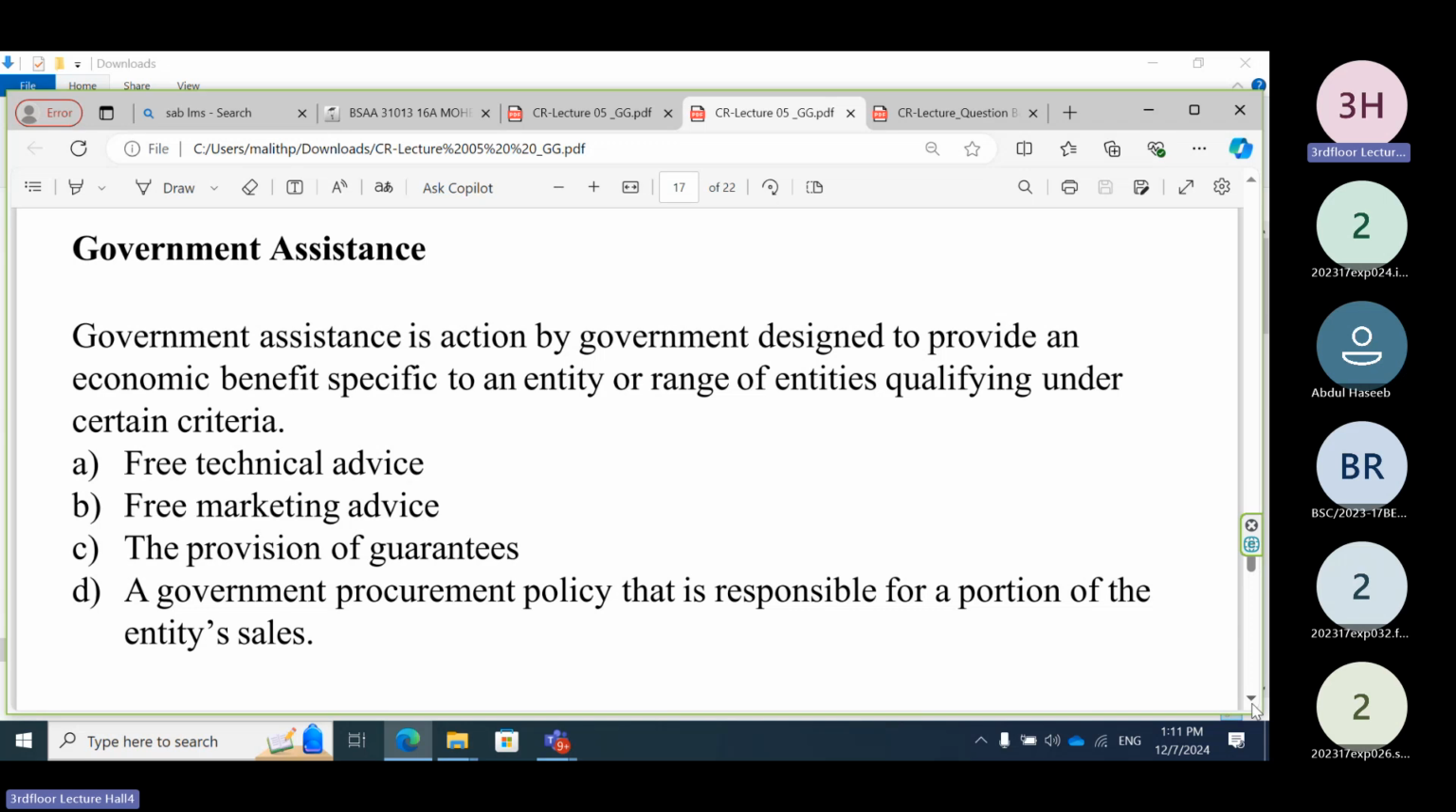Right? Okay. That's about government assistance.